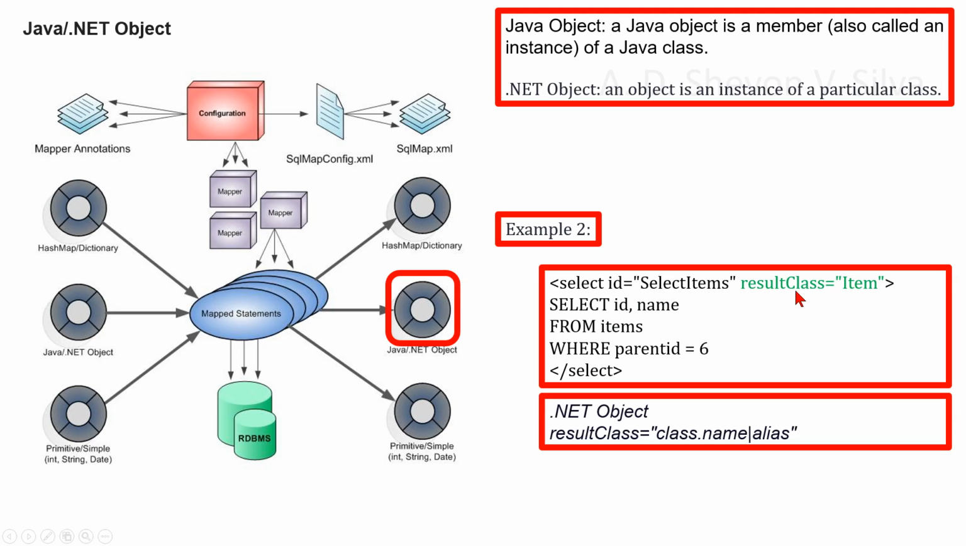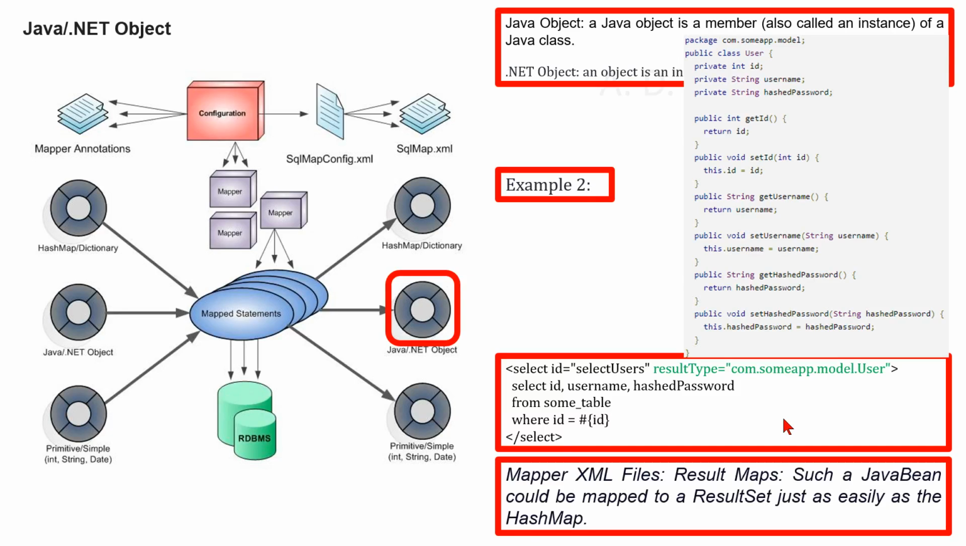The result class is class.name or alias. We are now considering a results map in map.xml file. Such a Java bean could be mapped to a result set just as easily as hash map.